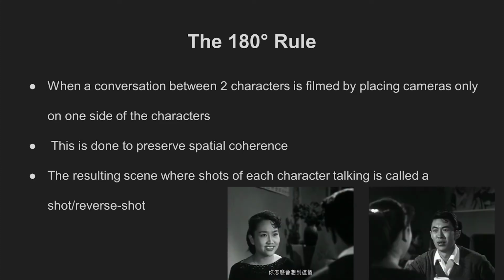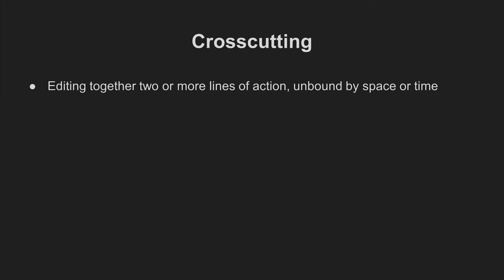In practice, this technique will result in you seeing one character talking on screen left and the other on screen right, a phenomenon we call the shot reverse shot. The technique known as crosscutting is where two or more lines of actions are edited together.